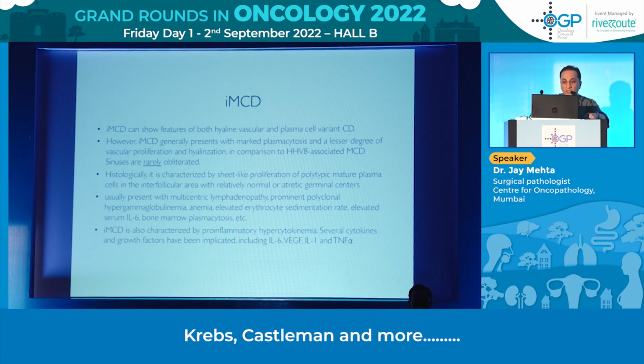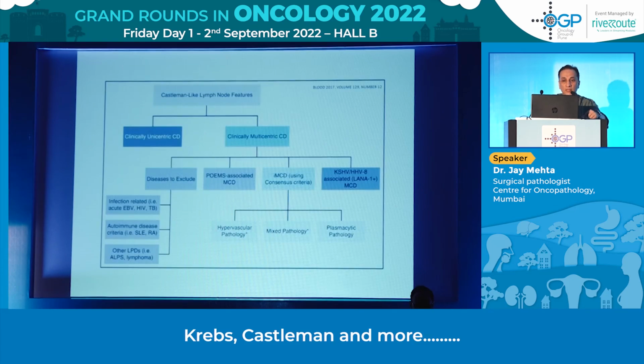Now, it's also characterized by pro-inflammatory hypercytokinemia. The reason that multicentric Castleman disease patients have B symptoms is because of the increased cytokine secretion, particularly IL-6.